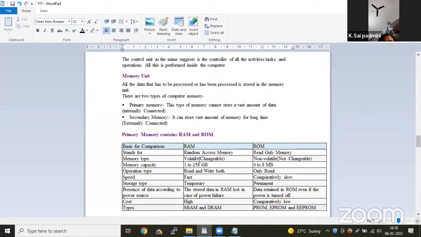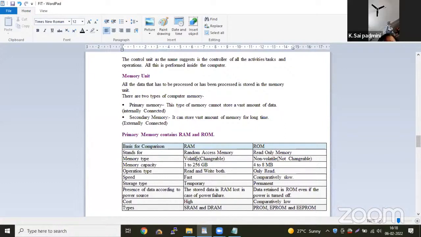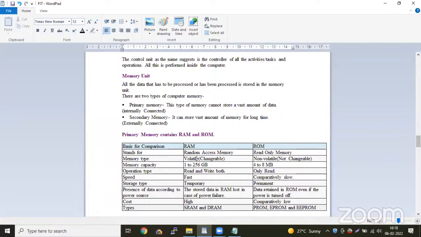Next, memory type. Memory type means volatile or non-volatile. What is the meaning of volatile? Changeable. If some data is stored in RAM, we can erase it. If I store any information in ROM, can I delete it? No. This is non-volatile memory. What is the necessity of ROM? Whenever the system is started, some startup files are stored in ROM.